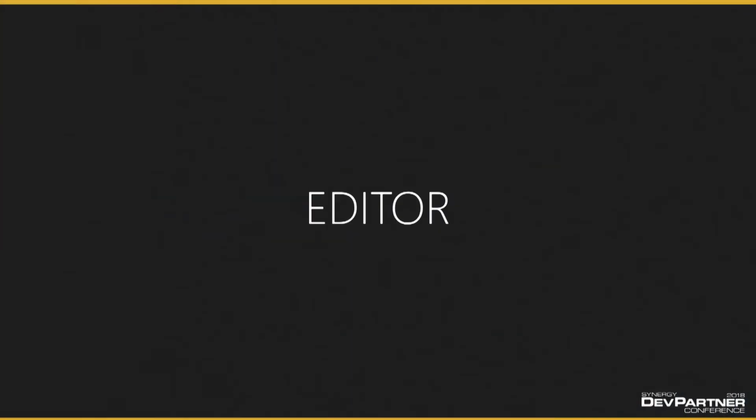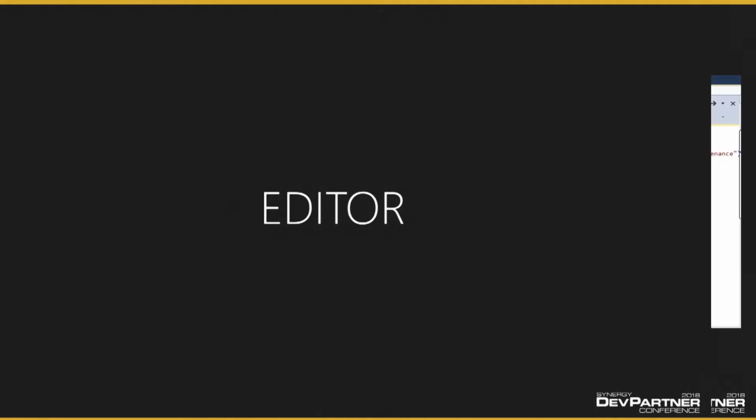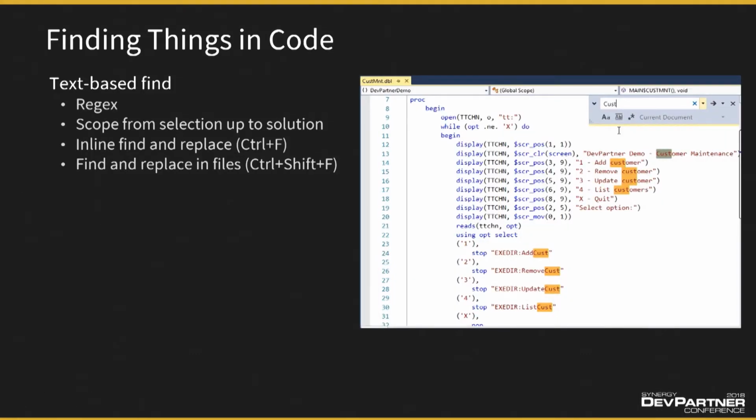The first section that we're going to talk about is the editor. The first thing that I want to talk about in the editor is finding things in code. By now, I hope that you're pretty familiar with some sort of finding functionality in Visual Studio. VS gives you a few techniques for finding what you're looking for in code.